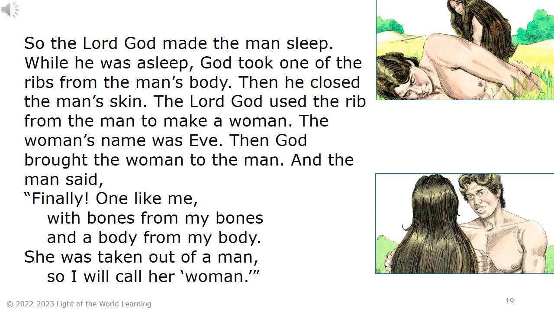So the Lord God made the man sleep. While he was asleep, God took one of the ribs from the man's body. Then he closed the man's skin. The Lord God used the rib from the man to make a woman. The woman's name was Eve. Then God brought the woman to the man, and the man said, "Finally, one like me, with bones from my bones and a body from my body. She was taken out of a man, so I will call her woman."